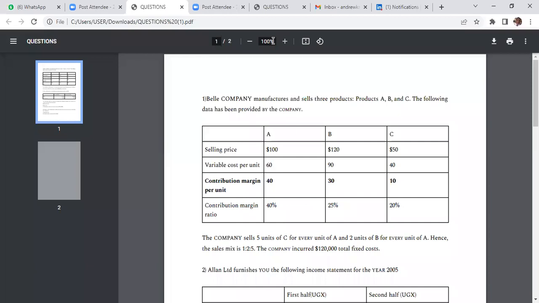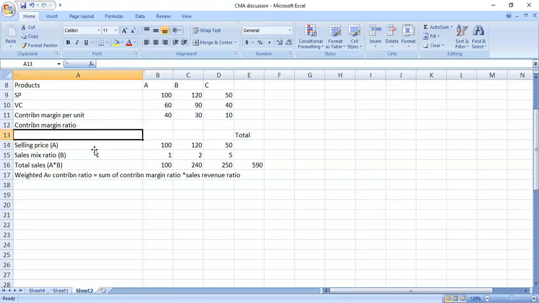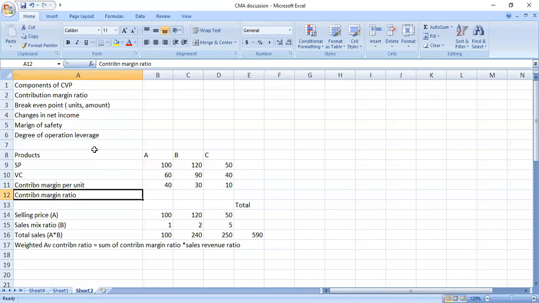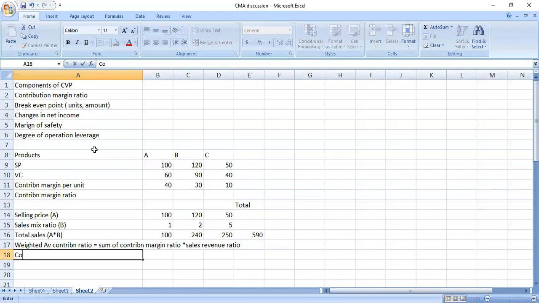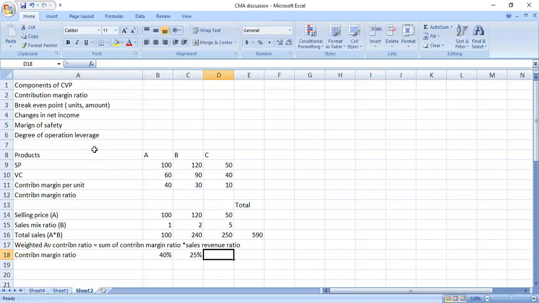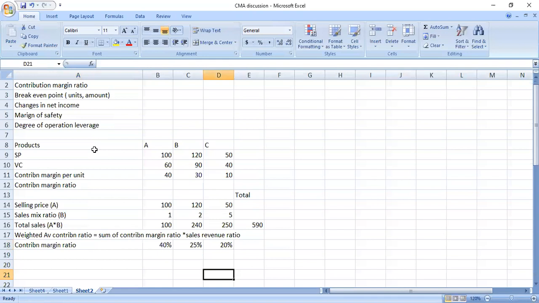Are you guys following? Yep, we are. Yes. Thank you. It will be 40%. The contribution margin ratio for product A was 40%. Then for product B, then for C, yes.